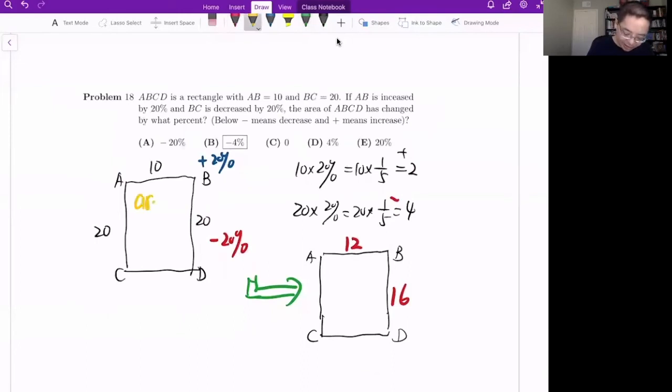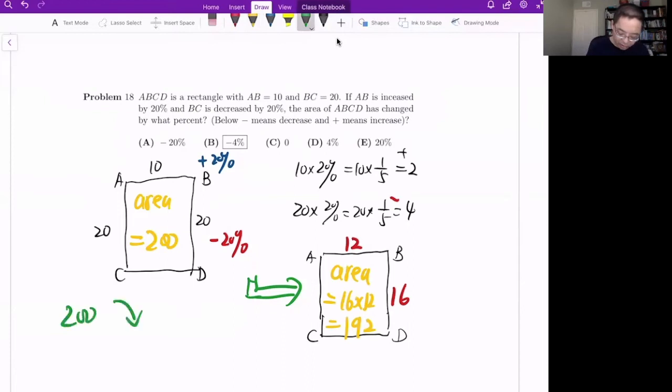The area equals 200. And here the area is 16 times 12. That's 192, right? So the area changed from 200, reduced to 192. So that's a minus 8. So the fraction is 8 over 200.